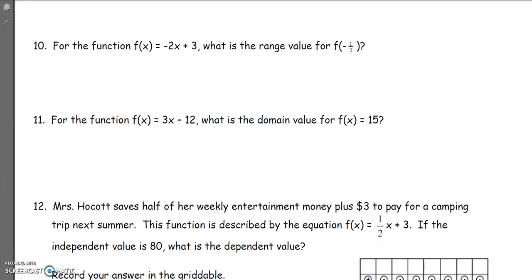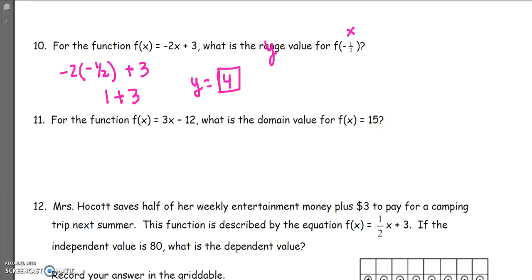Number 10 said, for the function f of x equals negative 2x plus 3, what is the range value for f of negative 1/2? So they're asking for the range. Remember, range is the y value. So if they're asking for the y value, that means this is my x, right? So I just plug it in. I've got negative 2 times negative 1/2, plus 3. So negative 2 times the negative 1/2 is a positive 1. And then 1 plus 3 is just going to give me 4. So my y is going to be 4.